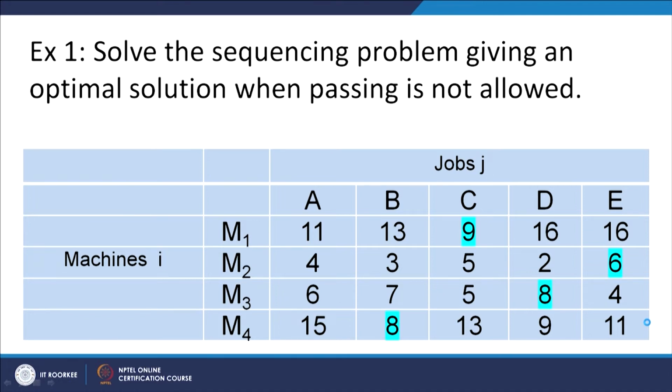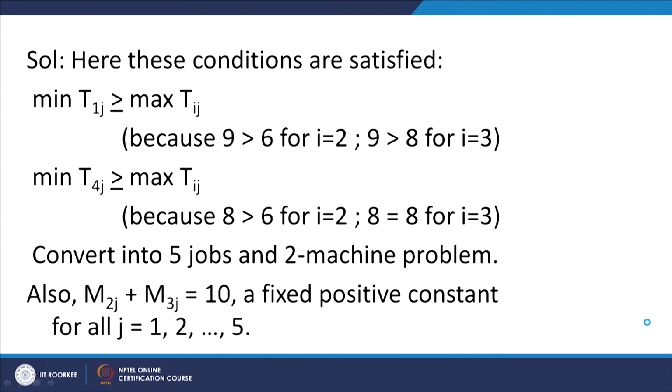So, here you see we have 4 machines M1, M2, M3 and M4, and there are the jobs A, B, C, D and E. Now, what do we find? The table that has been given is the cost coefficients 11, 13, 9, 16, 16, 4, 3, 5, 2, 6, 6, 7, 5, 8, 4, 15, 8, 13, 9 and 11. Now, in order to solve this problem we have to check whether the conditions are satisfied.